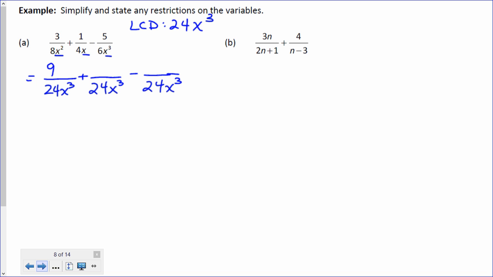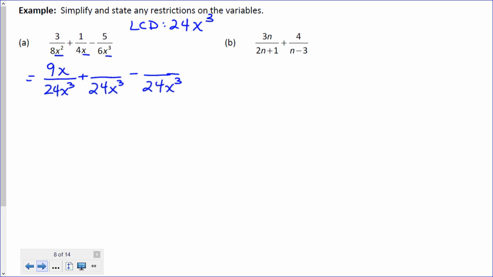And then whatever you multiplied x squared by to get x cubed, what did you multiply x squared by to get x cubed? X. So I need to multiply the top by x. If I reduce that expression, I should get 3 over 8x squared, right? It's equivalent. Let's move on to the middle one.